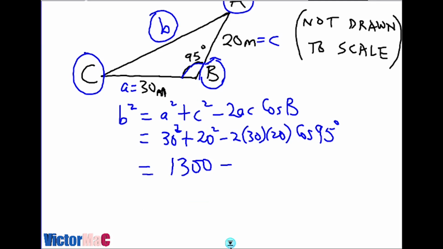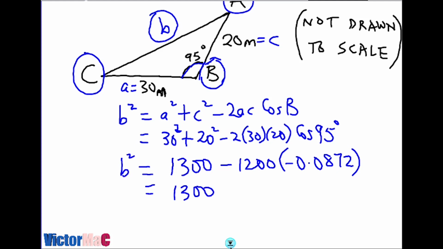2 times 30 times 20 will give us 1200. Then cosine of 95, using your statistical table or your calculator, you're going to have the answer to be minus 0.0872. When we multiply, don't forget this b squared, when we multiply your minus 1200 with minus 0.0872, we're going to have positive 104.64. Alright, when we add up 1300 plus 104.64, we're going to have 1404.64.